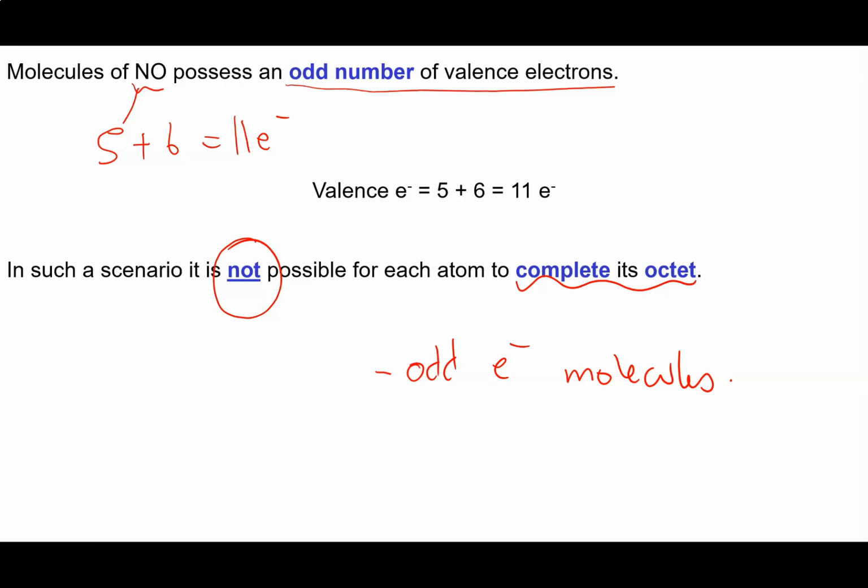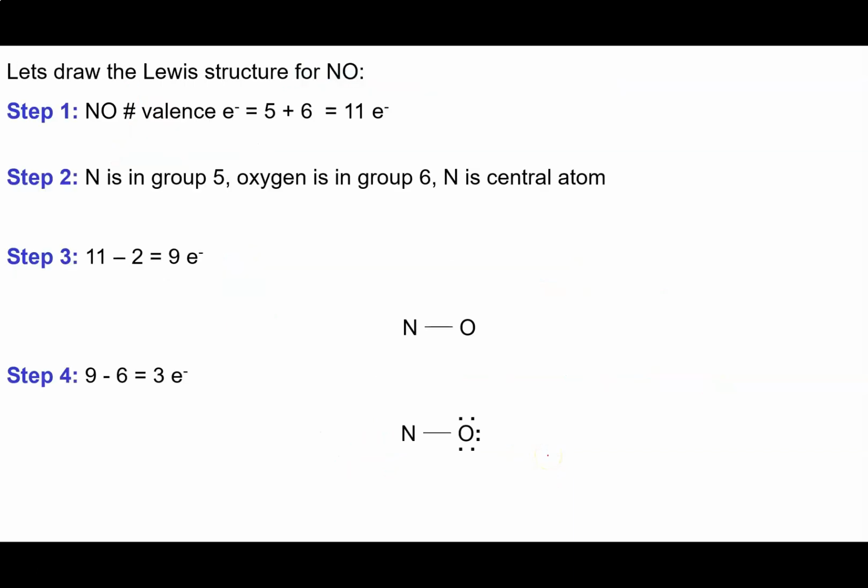So one atom in this molecule is not going to get an octet. It's going to end up with less than an octet. The question is, is it nitrogen or is it oxygen? So we're going to draw the Lewis structure of NO. As we mentioned before, we get 5 electrons for the nitrogen and 6 electrons for the oxygen, and that gives us 11 electrons total. Nitrogen, we're going to treat as a central atom because it's in group 5, whereas oxygen is in group 6.